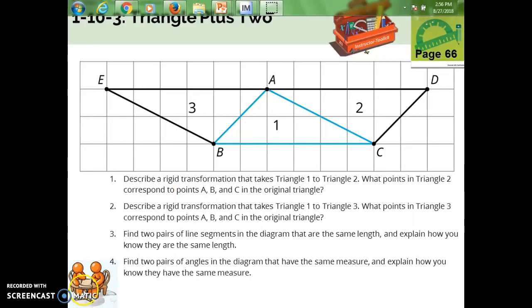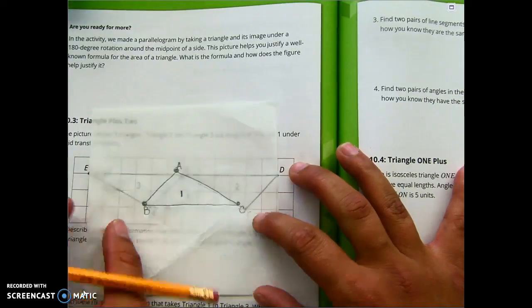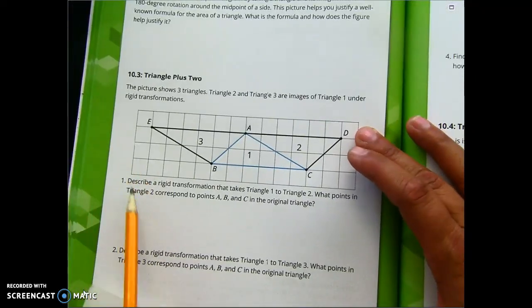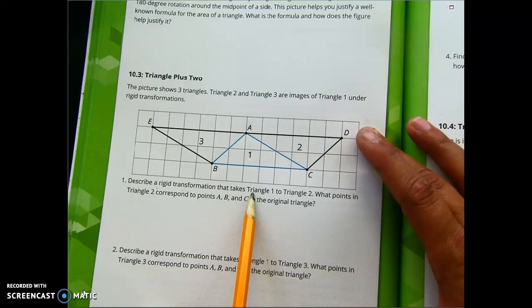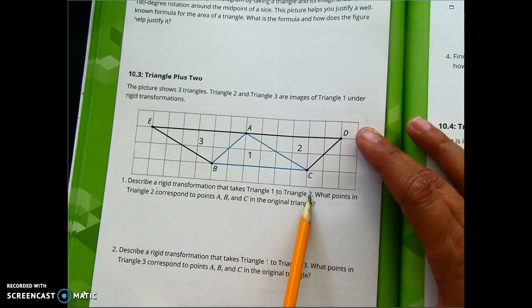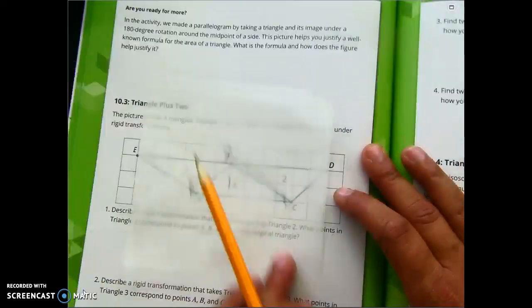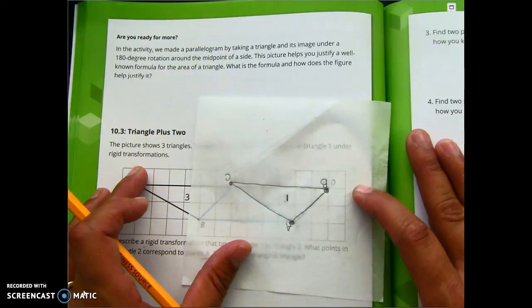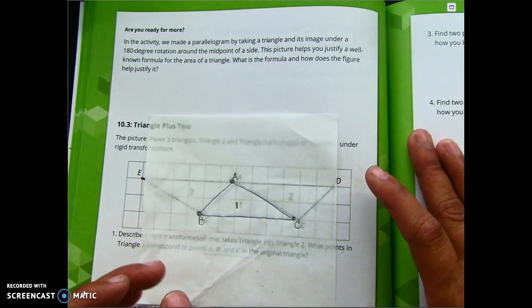Okay? So now I have my triangle 1 on my patty paper you see here, and I label my points A, B, and C. And if I look here on my homework for number 1, it says describe the rigid transformation. Remember, it's a sequence of transformations that take place from triangle 1 to triangle 2. What points in triangle 2 correspond with A, B, and C in the original? Correspond means if I were to place my triangle right on top, what letters match up? So first thing I'm going to do is ask myself, did it rotate? Did it translate? Did it reflect?